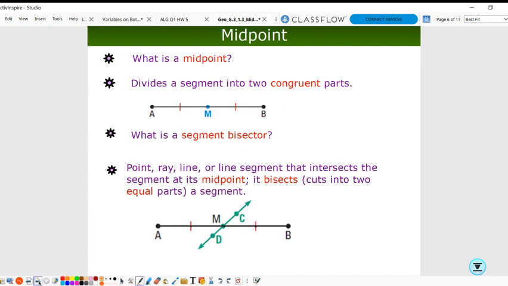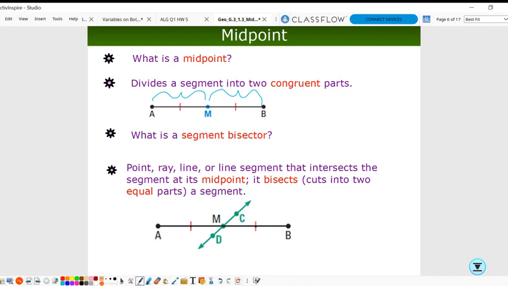What is a midpoint? A midpoint divides a segment into two congruent parts. It could be a point, so here we have point M, and we know this is a midpoint because of these little hash marks that are indicated on our line. These hash marks show that this segment is congruent to this segment. That's what those little hash marks mean. Those two pieces are congruent to each other. That means M is right in the center of segment AB.